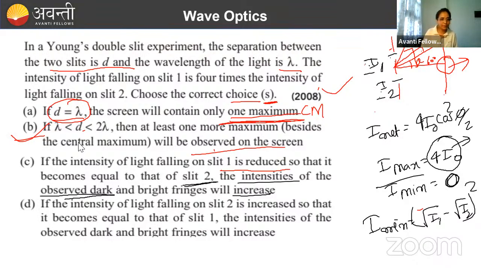If the intensity of light falling on slit 2 is increased so that it becomes equal to that of slit 1, the intensity of observed dark and bright fringes will increase. Again, the intensity of the dark fringe is not going to increase. If both become equal, it will become 0. So our correct option will be A and B. Done.